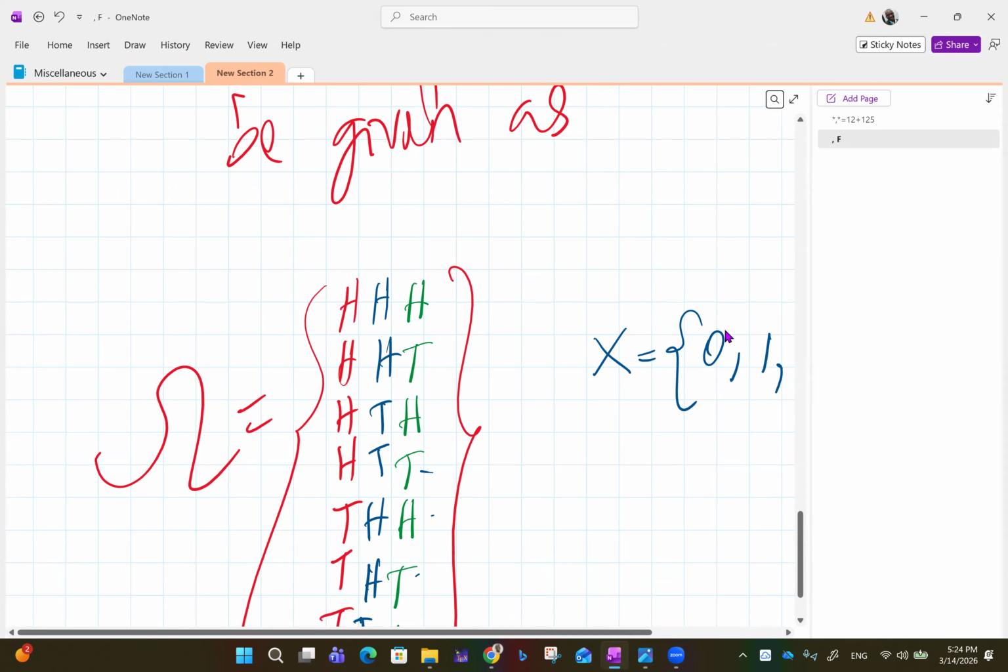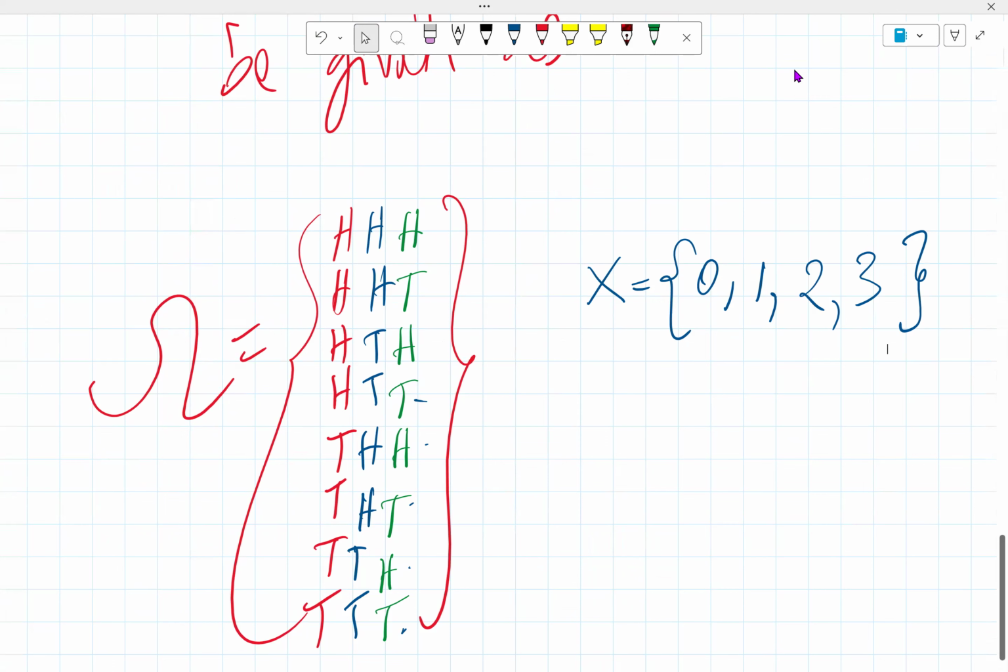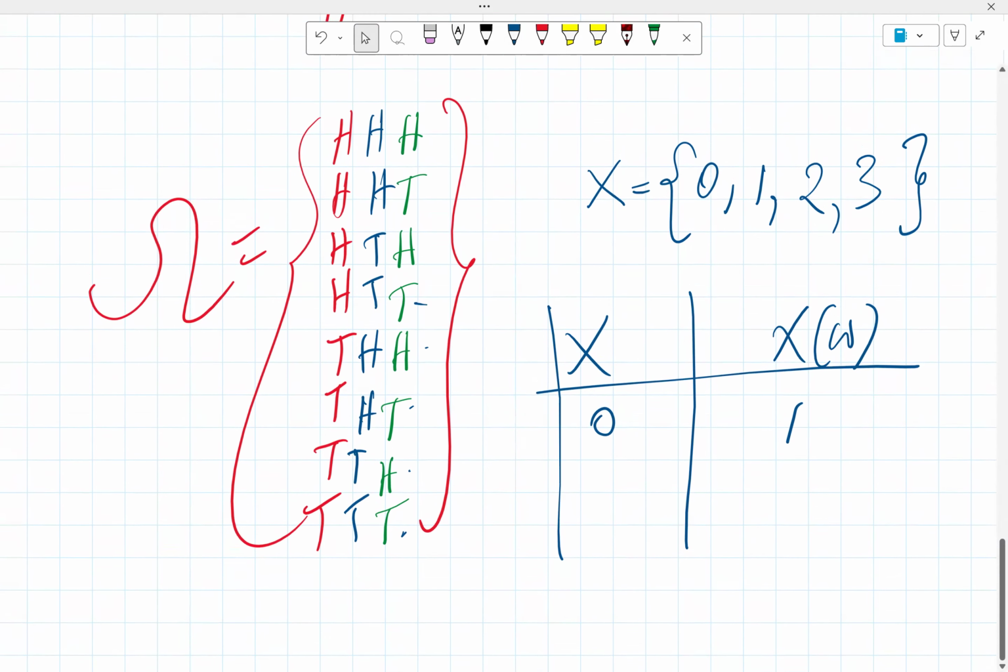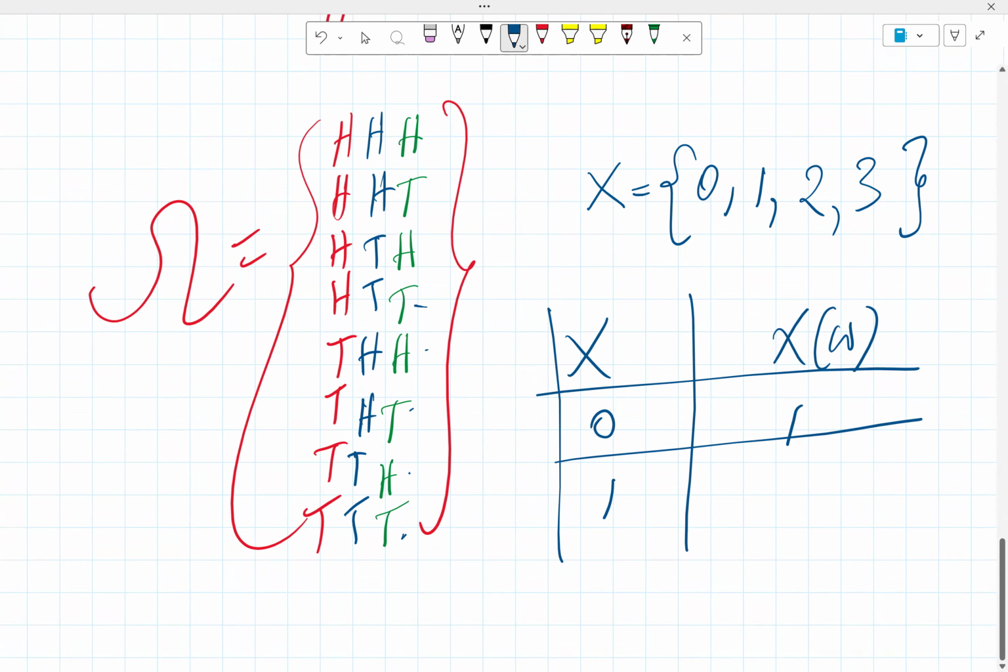For X of omega now, so when you have 0 heads, maybe I can make it into a table. So you have X and then X of omega. For 0 heads, X of omega should be 1. That's the value. For 1 head, in how many places do we have 1 head? So this is 1, 2, 3. Yeah, we have 3 for 1 head.